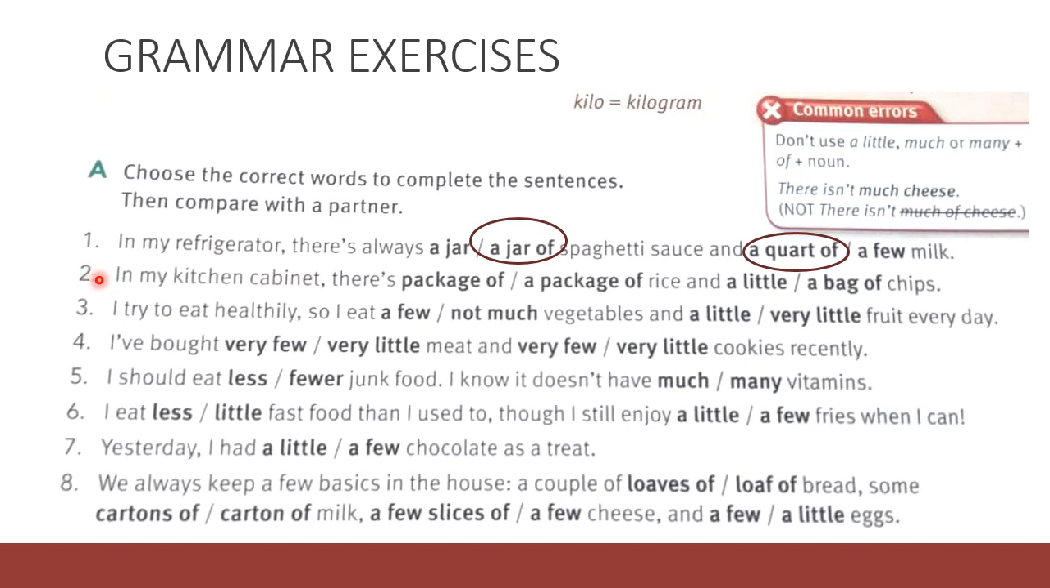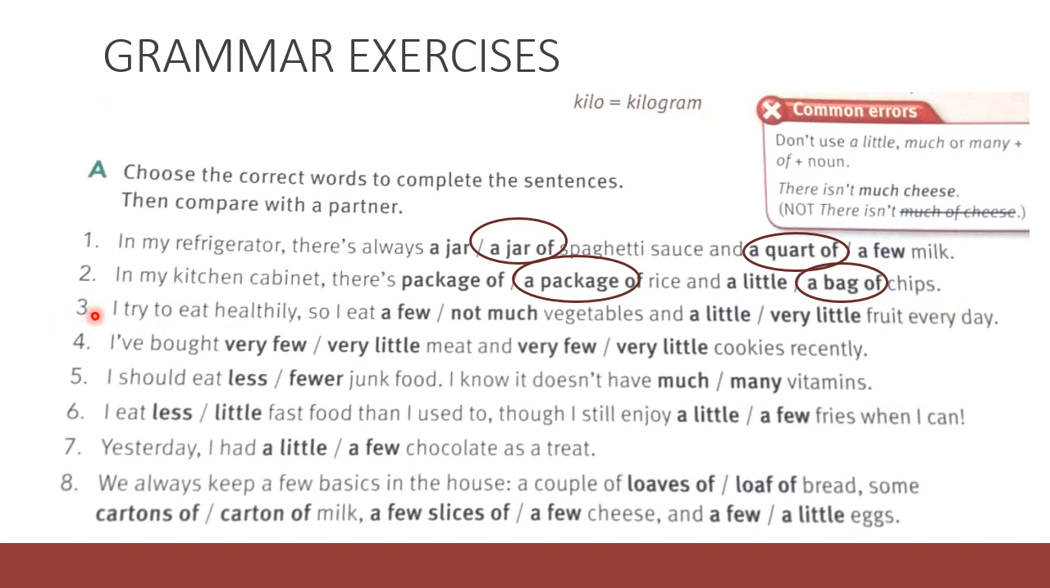Sentence number 2. In my kitchen cabinet, there is a package of rice and a little or a bag of chips. What is the container for the chips? A bag. So, a bag of chips. So, sentence number 2. In my kitchen cabinet, there is a package of rice and a bag of chips.